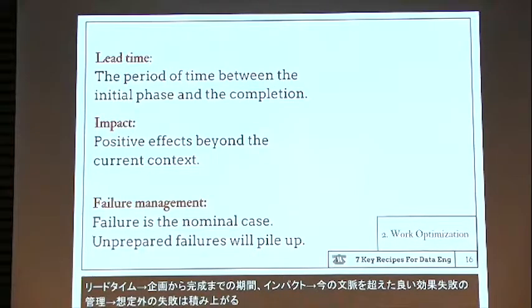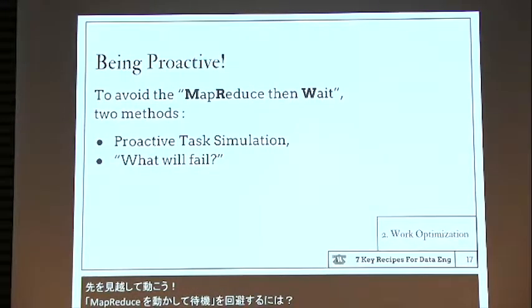Things fail, and we should clearly discuss failure, because it happens, and when it's not planned, we have the effect of surprise, which reduces productivity a lot. When we engage in things, we know that they're going to fail, but most of the time we don't assess the potential for failures. So the key is to be proactive, and being proactive allows us to move out from the map, reduce, and wait workload in data engineering.